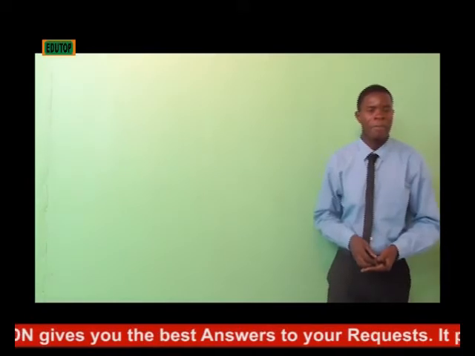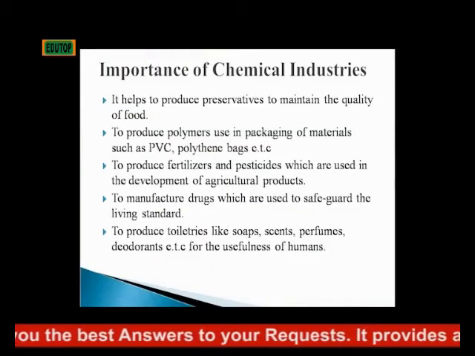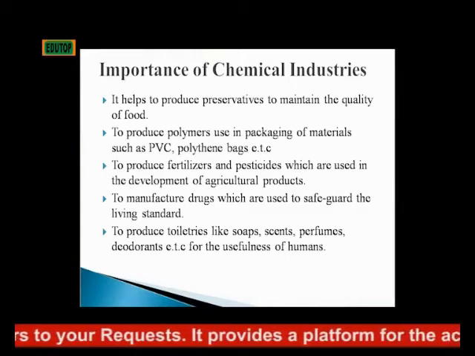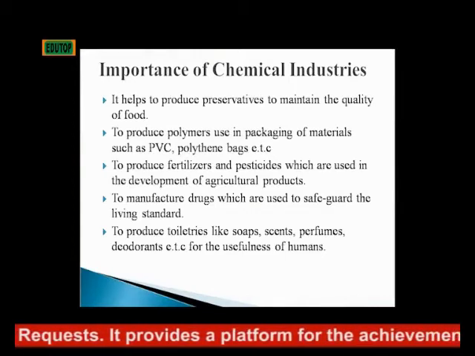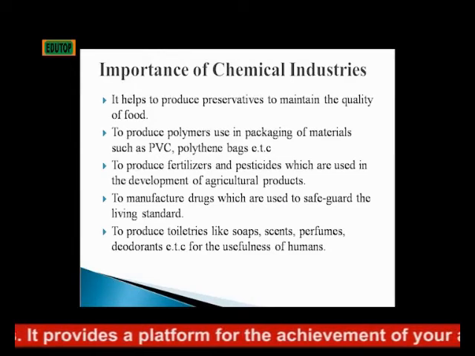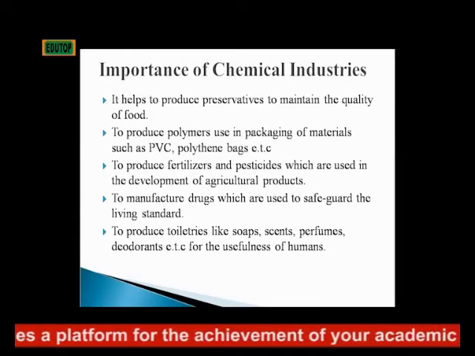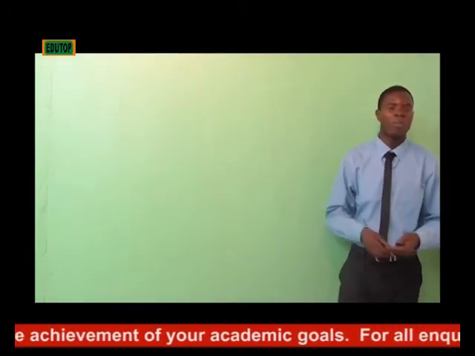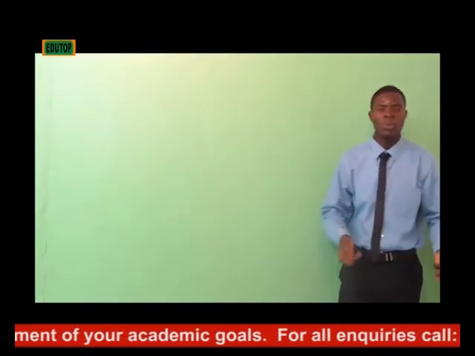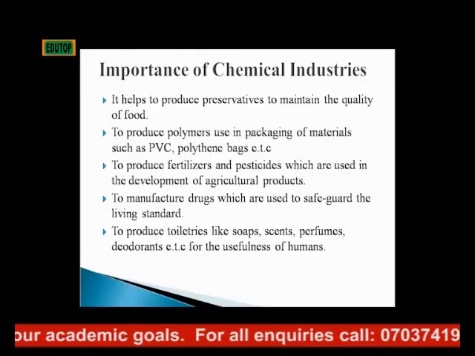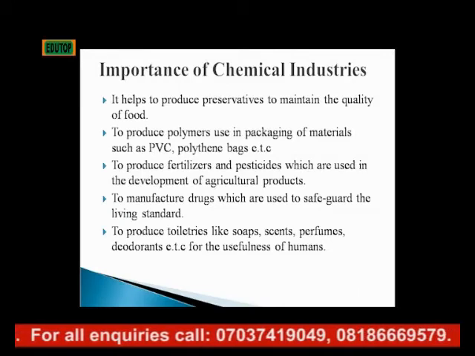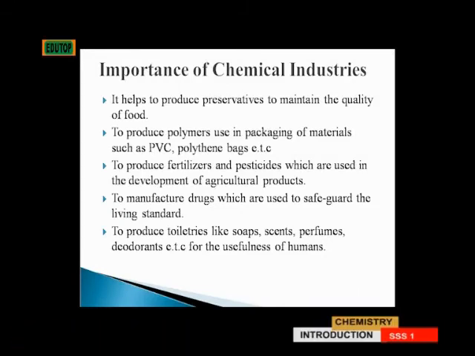Number 5, to produce toiletries. And what are toiletries? Toiletries are those substances that enhance the scent and the cleansing ability of the environment. And examples, you have your soap, you have your scent, you have your perfume, then you have your deodorant, etc., for the usefulness of humans.